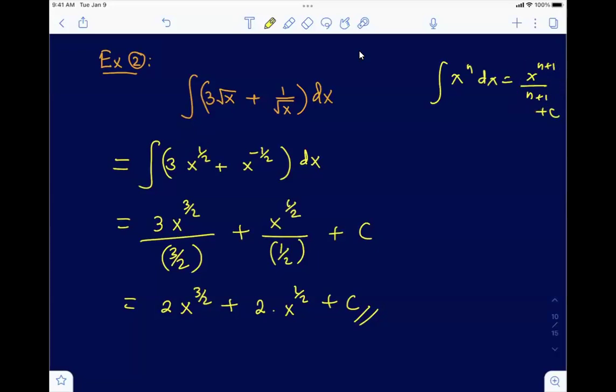And then you do not need to have plus c for each component when you take the integral, 1 plus c for this and 1 plus c for that, because at the end it's going to be an arbitrary constant no matter what.